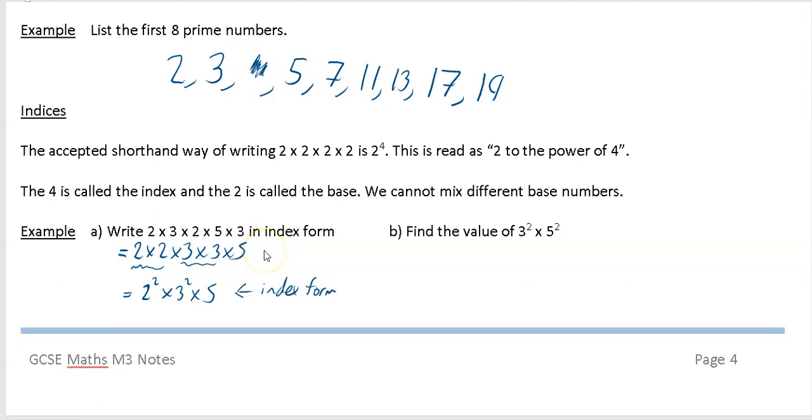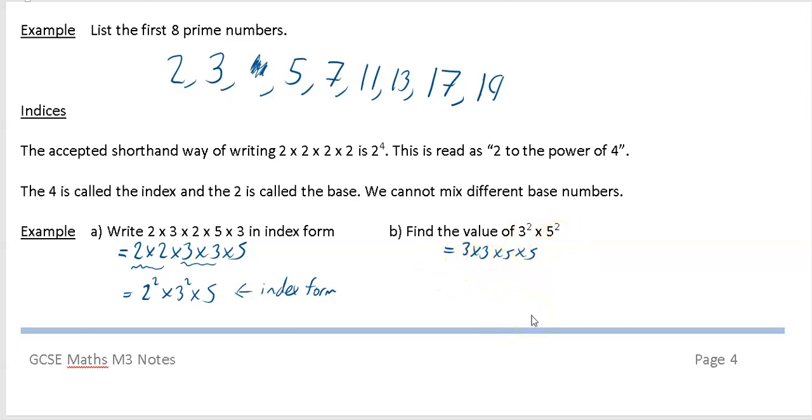Okay, part B, a wee bit different. You can do this whatever way you want, and I would write this out the long way. That's 3 squared times 5 squared. So 3 times 3 times 5 times 5. Because remember, 3 squared means 3 multiplied by itself twice, and 5 squared means 5 multiplied by itself twice. So 3 times 3 times 5 times 5.